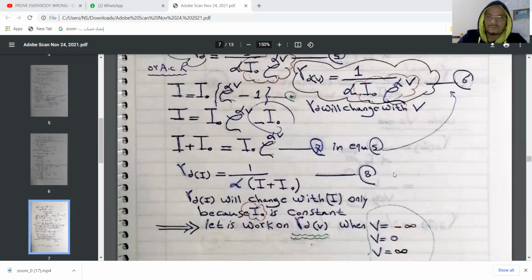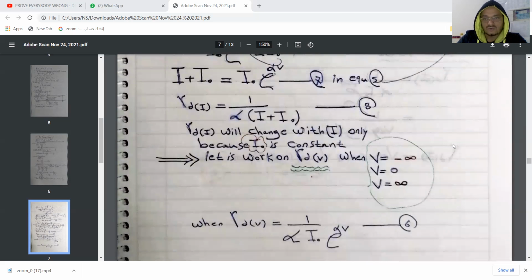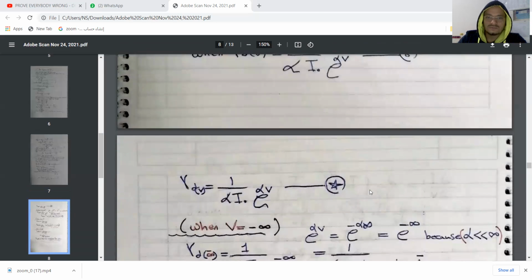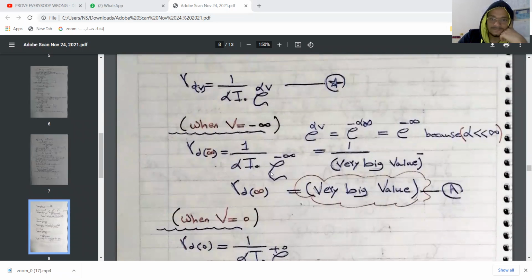But we will depend on that to draw the diagram of RD on the y-axis and V on the x-axis by putting three different values: minus infinity, 0, and infinity at last, to draw this curve, like I said before. Now, at minus infinity it will be a very big value.